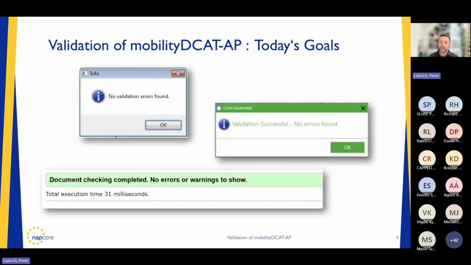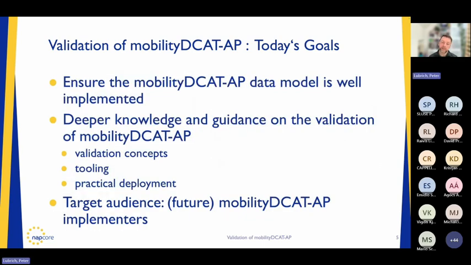What is the goal of today? I would like you here to have outputs like this when you do your deployment. So they are validation tools and programs who hopefully give you outputs like that. So you should have error-free validation results. And the session today will guide you through how to get to this point. So you need to know what is the best way to ensure that mobilityDCAT-AP is well implemented in your systems.